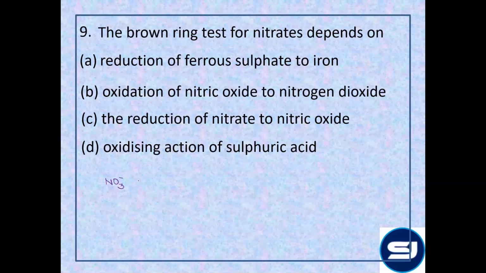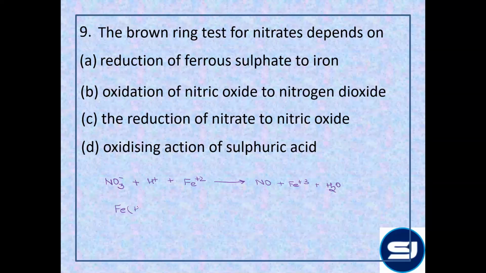Nitrate. This nitrate ion in the acidic medium is added to freshly prepared ferrous sulfate solution. Then when you add the acid solution drop by drop, nitrate is reduced to nitric oxide, ferrous is oxidized to ferric, and H plus is converted to water.